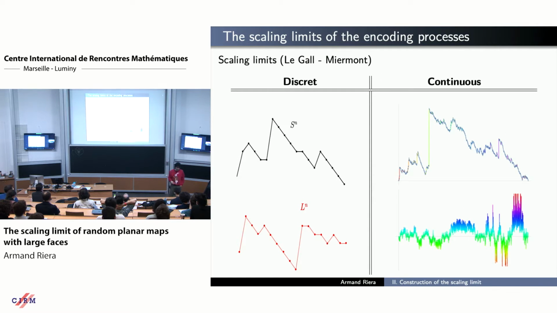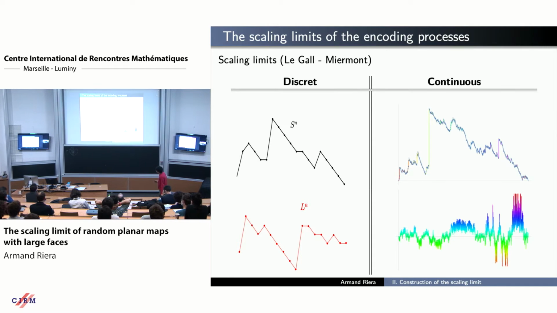Le Gall and Armand proved more than 10 years ago that these two processes, when you take stable maps, converge to stochastic processes. So the Lukasiewicz path is going to converge to an alpha stable Levy excursion. So you will have jumps at the limit. And the label process converges to some continuous and complicated stochastic process.